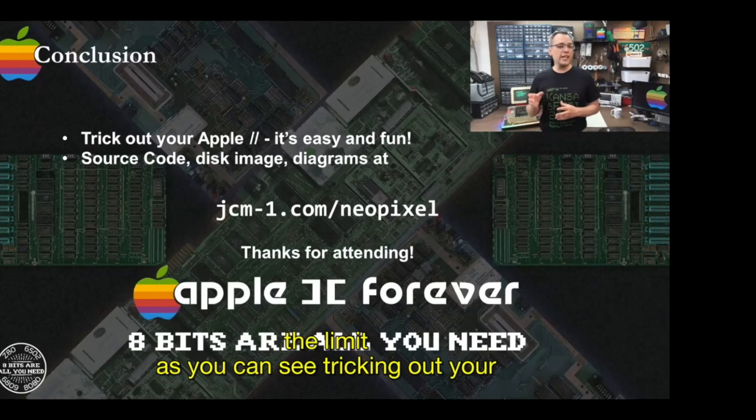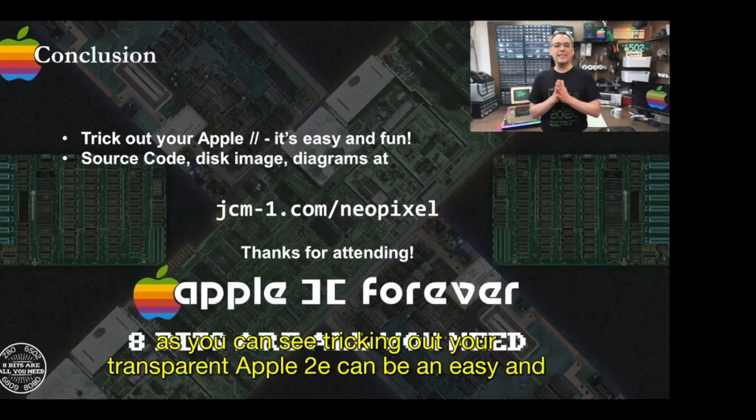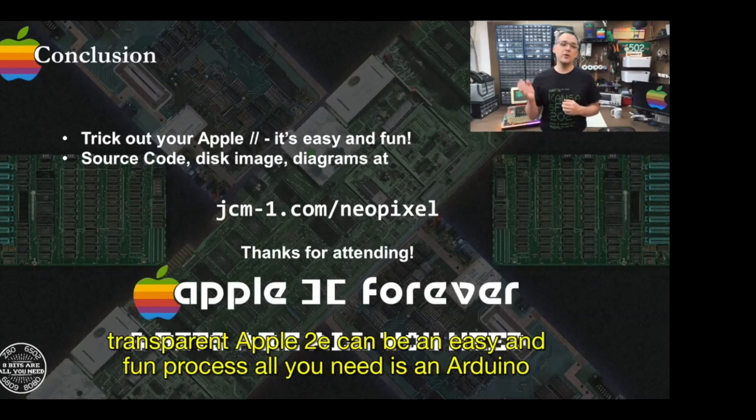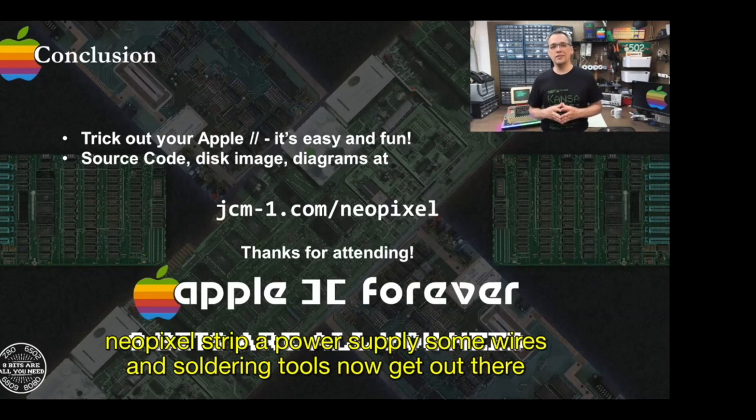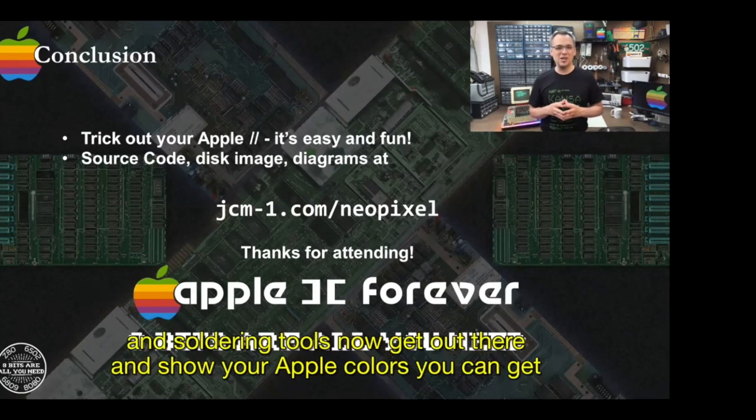As you can see, tricking out your transparent Apple IIe can be an easy and fun process. All you need is an Arduino, NeoPixel strip, a power supply, some wires, and soldering tools. Now get out there and show your Apple colors.